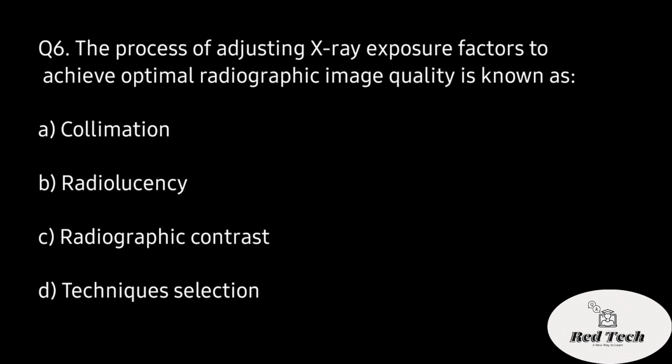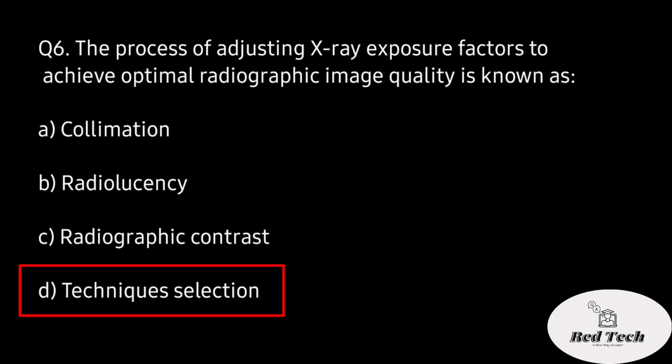So in the given options, there is an option given, collimation. Collimation decides the area of interest which is selected by the radiographer. And option B, radiolucency. Radiolucency means something the X-ray can pass through, and radiographic contrast means comparable. So option D is the right answer, which is technique selection.